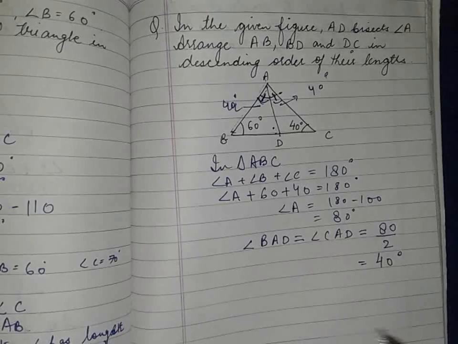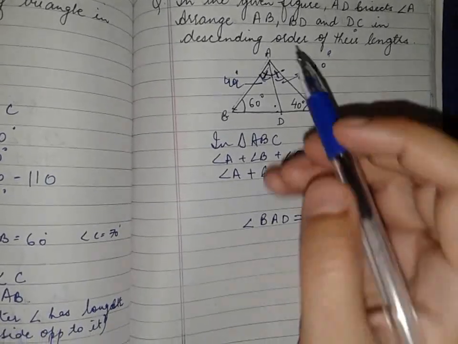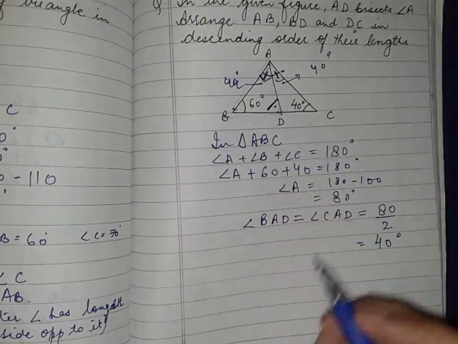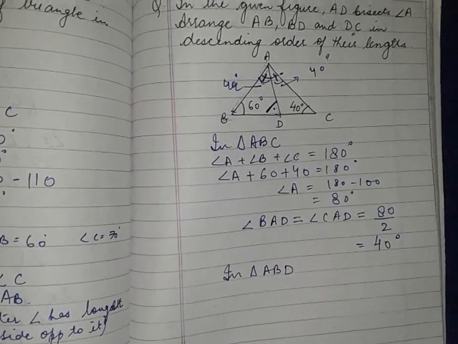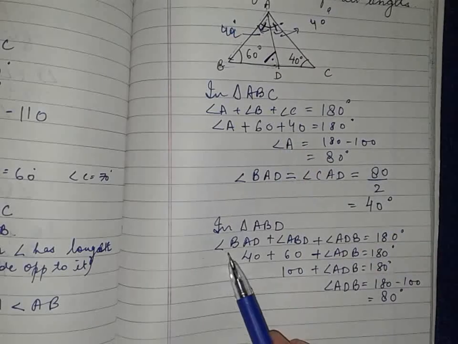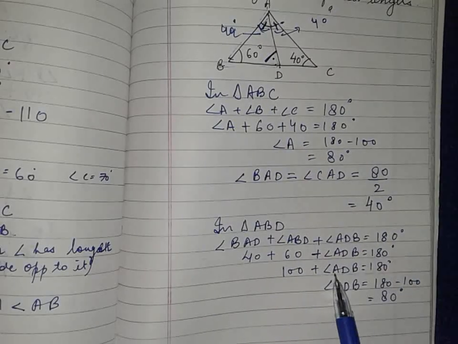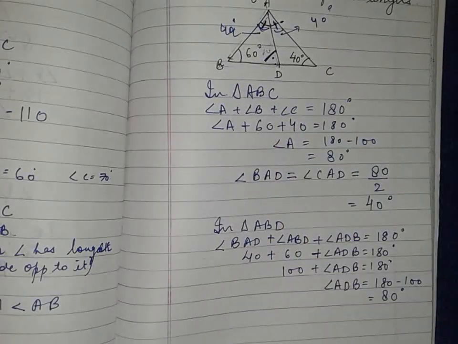Now what can we write in this triangle? In this triangle I need to find this angle also. So in triangle ABD, I've solved it. The sum of all angles will be 180. 40 plus 60 plus ADB is equal to 180. From here, this angle ADB we have found, equal to 80 degrees.